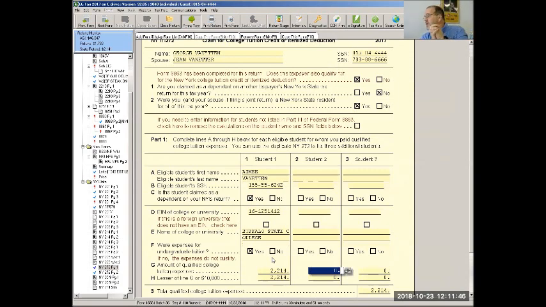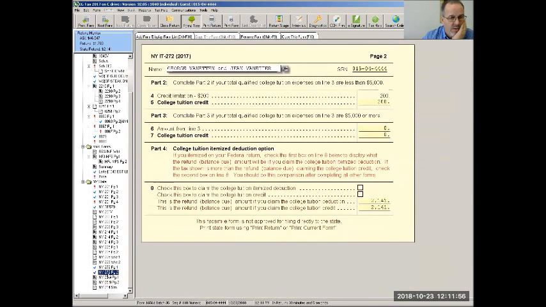Now, one thing I want you to do is go to NY-272, page 2, okay? All right, see question 8? We have two options. I want you to check the first box where it's claimed as an itemized deduction, and then hit enter. Number 8, hit the first box, it says itemized. The refund for that is how much?